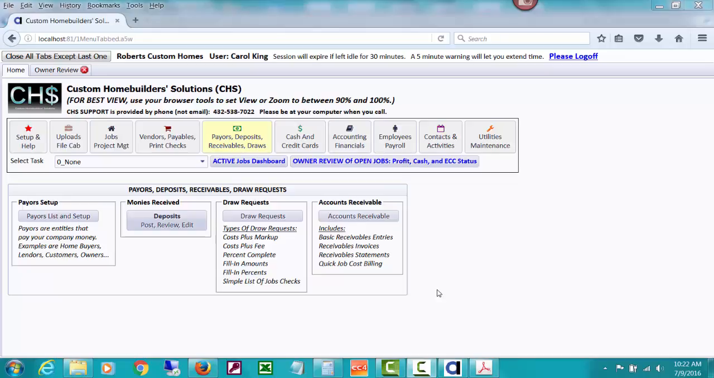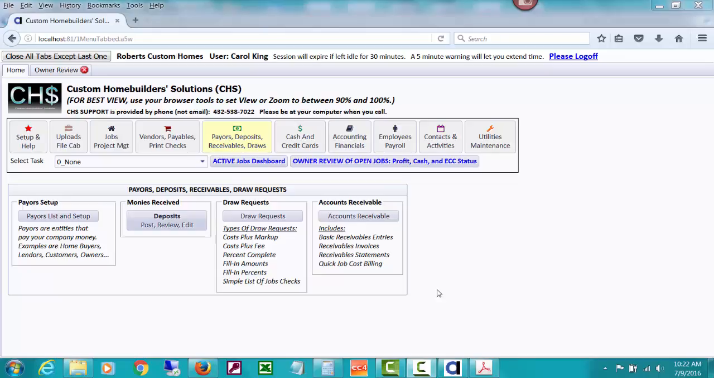And most importantly, I'll probably spend the most time in this video on how CHS is able to track cash in and out by job, and it's also able to track it by department or division. I'll probably focus more on the by job part, though.